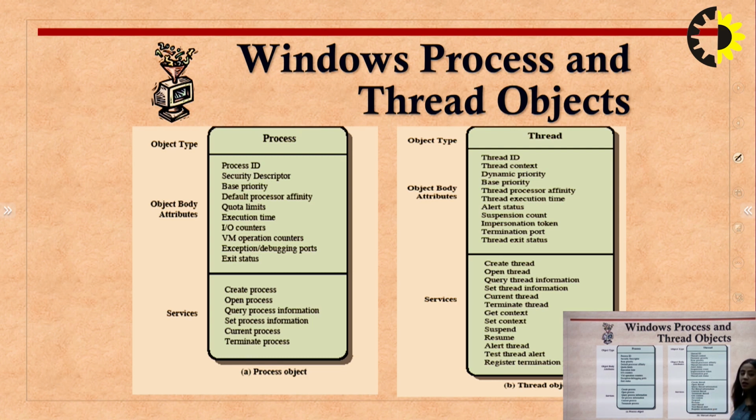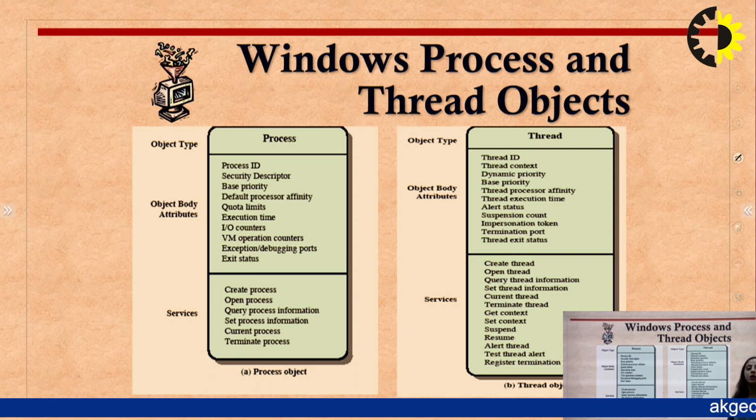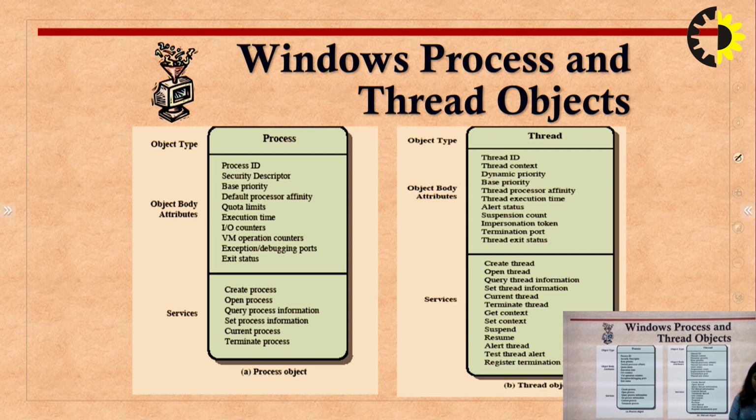Now the services provided by the thread object are to create a thread. Initially a thread will be created, then the thread will be opened. Query thread information will be there. Then you will have to set thread information, current thread, terminate thread, get context, set context. You will have to get the context of a thread and then set that context. Then suspension of the thread, and then you will resume the functioning of the thread. Alert thread, test thread alert, and register termination port.